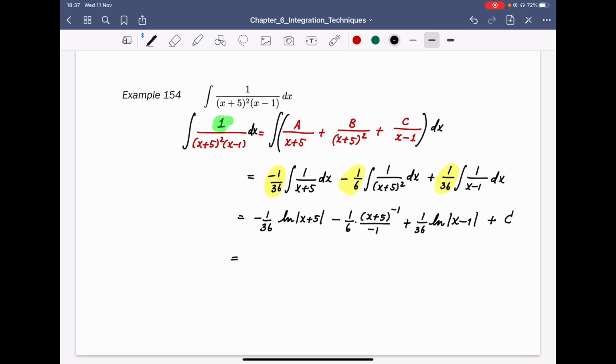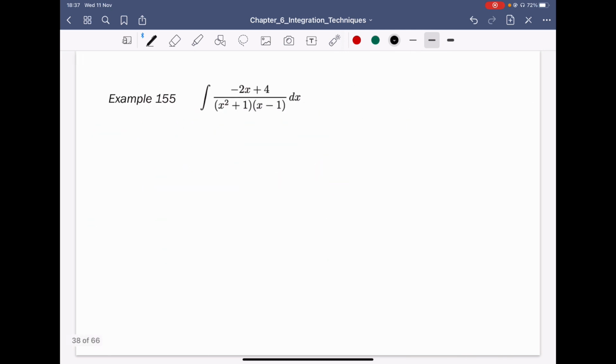Well, you simplify a little bit, so you're going to get negative 1 over 36 log absolute x plus 5, and then plus 1 over 6 times x plus 5, and then plus 1 over 36 times log absolute x minus 1 plus c. All right, this is going to be your final answer for this question. All right, we have 3 more. Let's move to example 155.